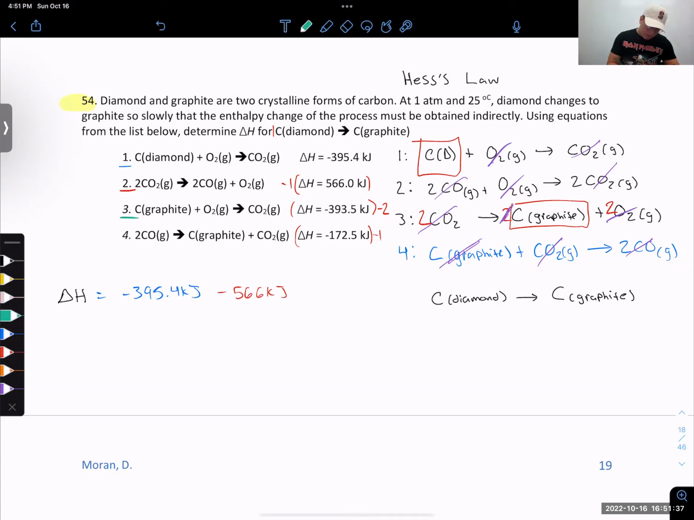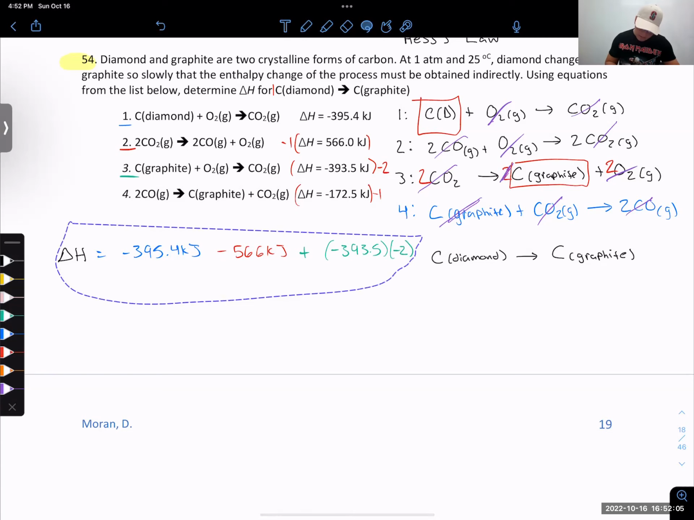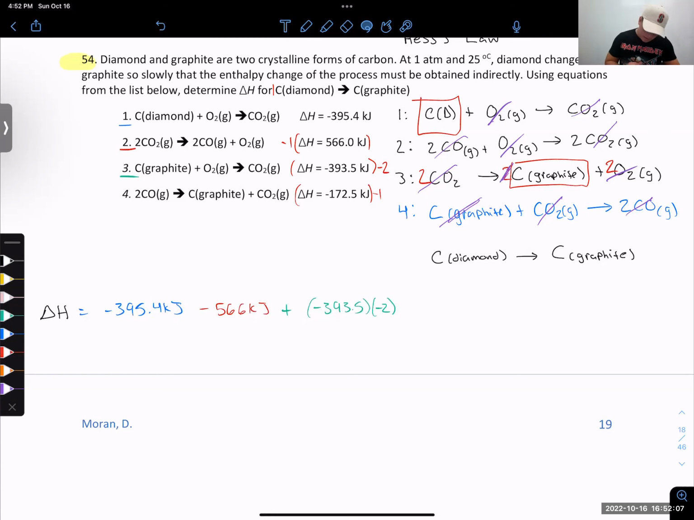And for number 3, we'll do in green. Going from here to here, we flipped the reaction and we multiplied everything by 2, right? So in total, we multiplied this by -2, right? So we can do plus -393.5 times -2. Let me go ahead and get these down here so we have more space.